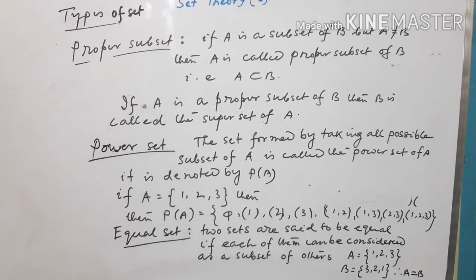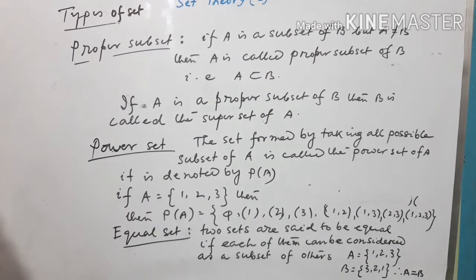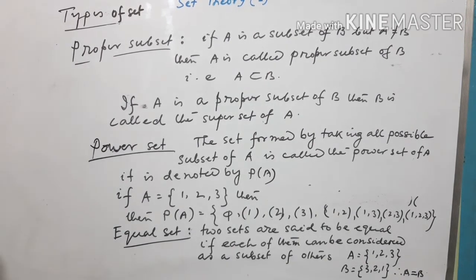Now here we have taken an example. A is 1, 2, 3, the three elements. B has the same three elements but listed in a different order. Then we say that A equals B. So the elements are the same, which means the sets are equal. So in a set, the order of listing of elements is not important. Remember, again I am telling you, in a set the order of listing of elements is not important.